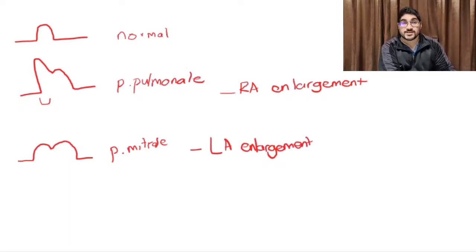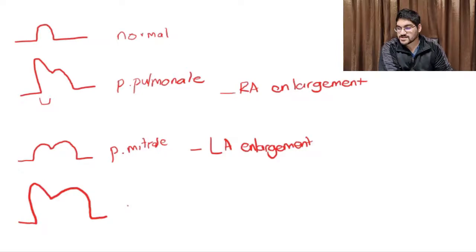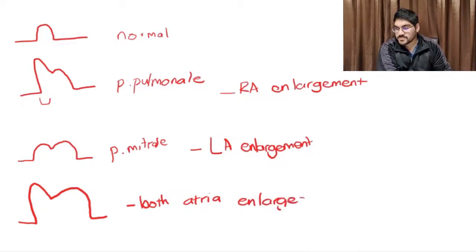And what happens if both atria are enlarged? If both atria are enlarged, you're going to see something that looks like this. You'll see a P pulmonale increase, and then you'll see a larger increase there for the P mitrale. So both atria enlarged. So you'll see that if you were in P pulmonale, you'd have a peak here, and then it would drop. Right? So abnormal right atrium, normal left atrium. Normal right atrium, abnormal left atrium.